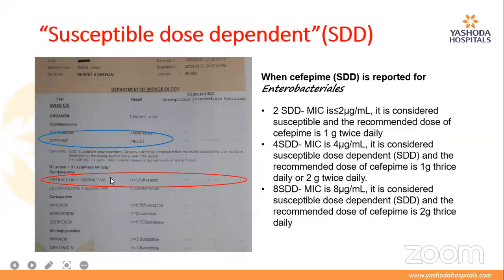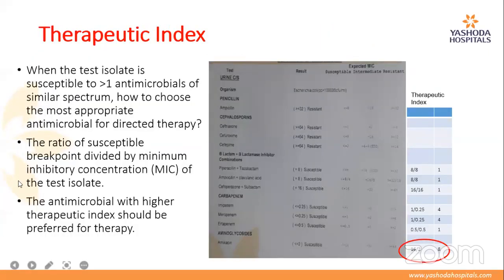Here in this report, a urine culture report, the organism came as E. coli. Now all of these we will not prefer because these are resistant. But these are susceptible, so we pick them up for treatment. Now, which one should we use? Apparently, we can see that these MIC values are less. Okay, fine. But among the beta-lactam and beta-lactamase inhibitor drugs, which one will we prefer? This result is the MIC and this expected value is the breakpoint.